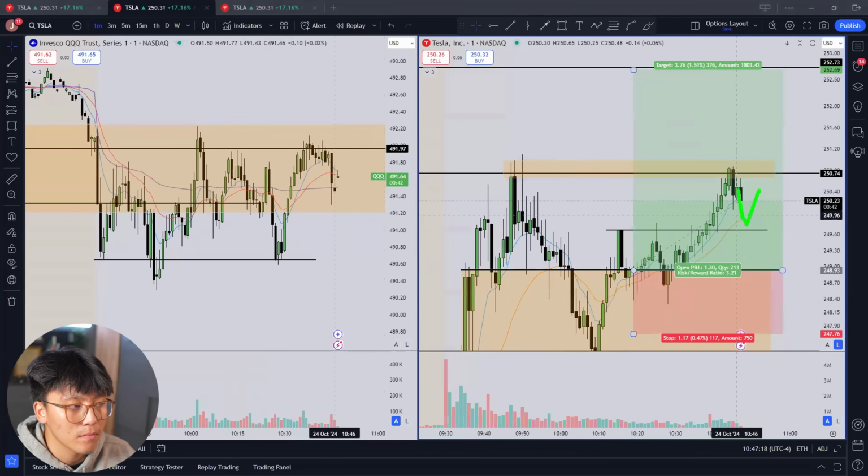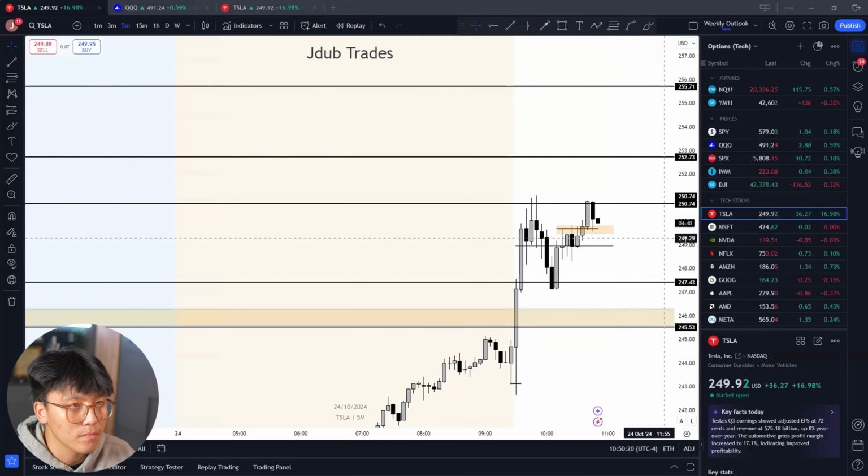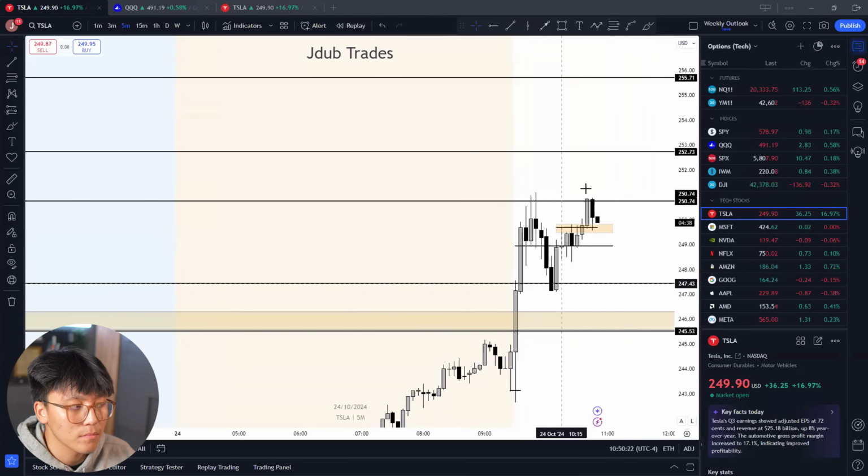Potentially it could come down and retest this level, which is all the way down here. But I kind of just want to see this first dip get bought up after hitting highs. Tesla, the 5 minute, right? Still bullish on the 5 minute. It looks like it's probably going to pull back if it doesn't hold this 5 minute order block here.